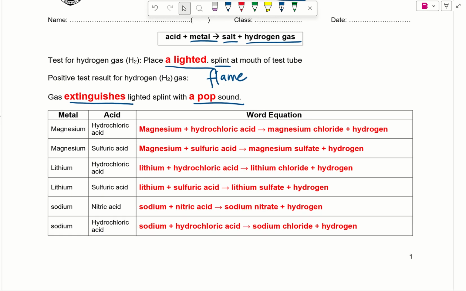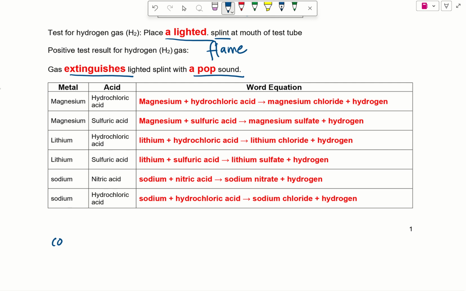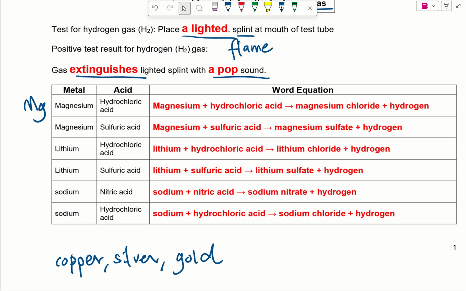Now, it's always between acid and metal, but take note that not all metals react. Some metals that will not react are copper, silver, and gold. They will not react with acid. But magnesium, Mg, does react with acid.